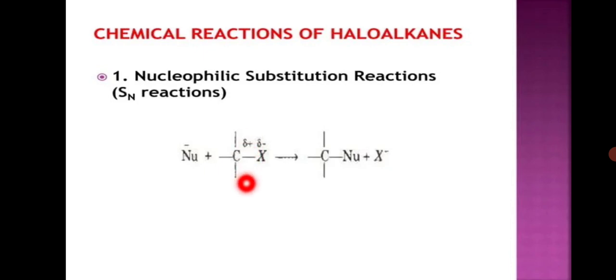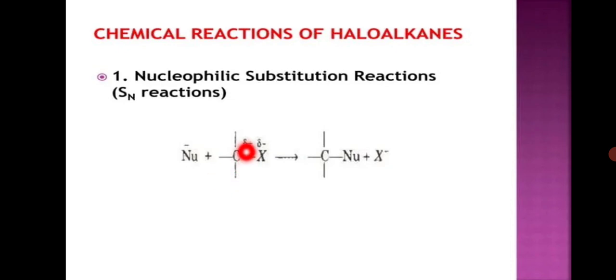Most of the chemical reactions of the haloalkanes are nucleophilic substitution reactions. We generally call them nucleophilic SN reactions. You know the definition of the nucleophile. Nucleophile is one which is electron rich in nature. It replaces the halogen atom by pushing the electron towards the halogen atom. So halogen becomes a halide ion and the nucleophile joins here. This nucleophile may be OH, it may be CN, it may be NO2, or it may be any other nucleophile.